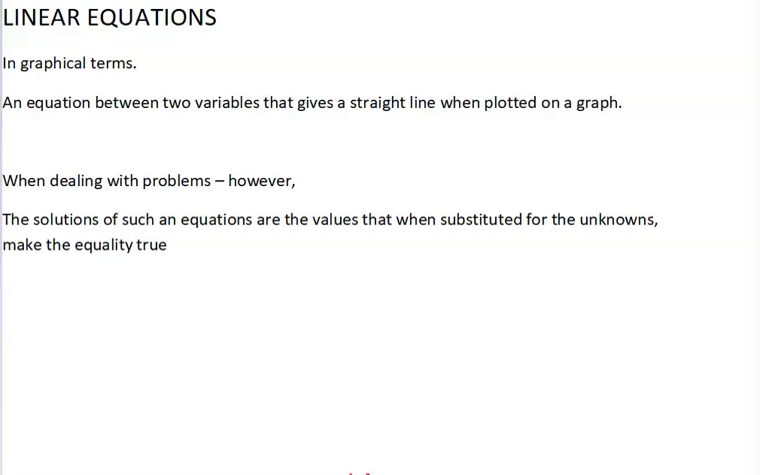In graphical terms, linear equations in two variables give a straight line when plotted on a graph. When dealing with word problems, however, the solutions of such equations are the values that, when substituted for the unknowns, make the equality true. For instance, if there is one variable, the unknown can be isolated as shown.